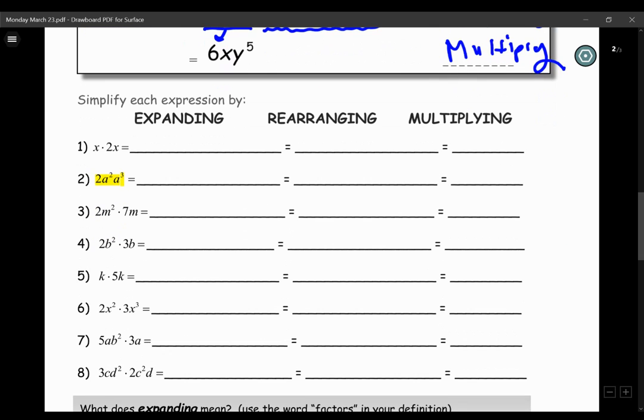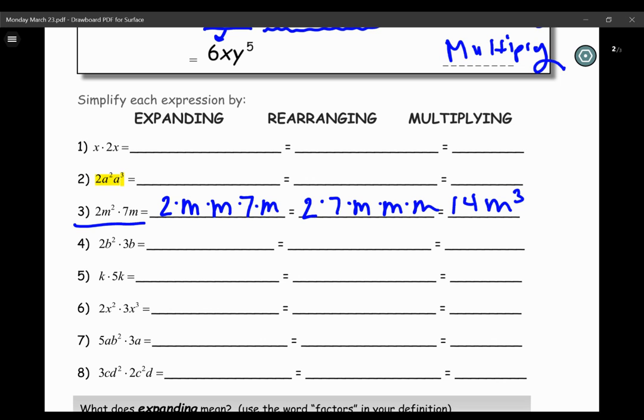So let's go ahead and do example number 3 together. So we get 2 times m times m times 7 times m. Go ahead and pause and see if you can do the rest on your own. All right, to rearrange, put the numbers first, and then all the letters. 2 times 7 is 14, m to the power of 3. Okay, easy peasy, lemon squeezy. Go ahead and try out the rest on your own.